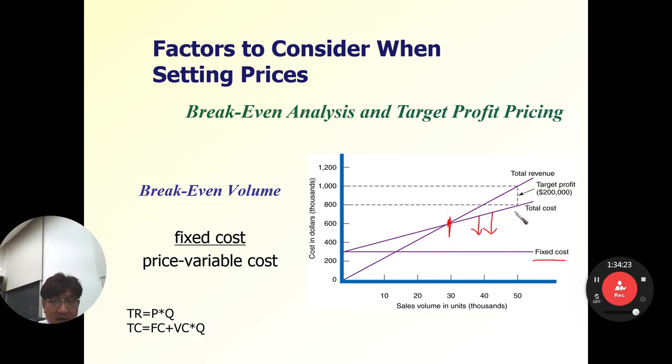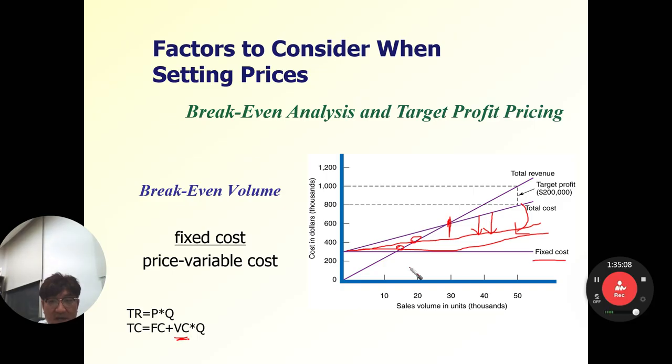There's another way to lower the break-even point. If you lower the slope of the total cost line, something like this, lower the slope of the total cost line in this way, then you also have a smaller break-even point. Lowering the slope of the total cost means what? Yes, you decrease your variable cost.